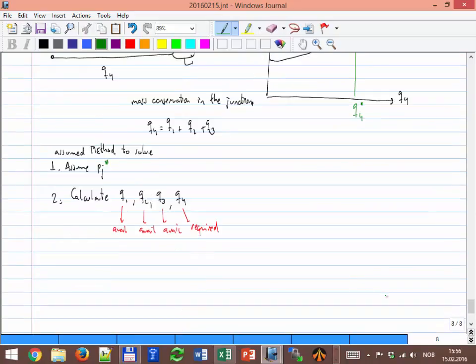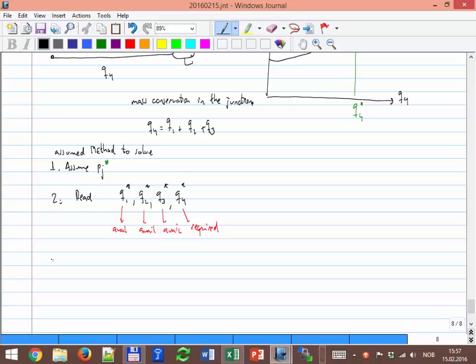After that, I read all the rates. You can say calculate, but for this graphical example it's better to say read. I'm reading those values, and they are going to be star. And then what do I have to do after I have all of these rates? I have to check if there is mass conservation, if the sum of 1 plus 2 plus 3 gives me 4. Check for mass conservation.